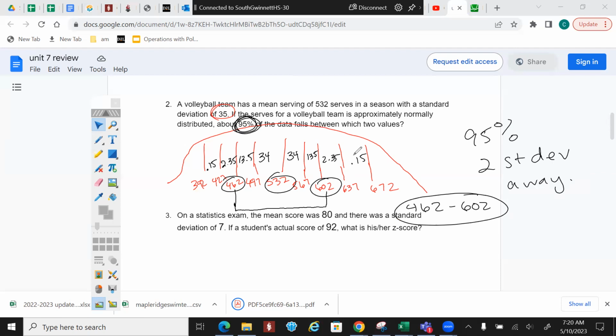Yep, and then you just do it on the other side. Yep. Nothing too crazy. Right.